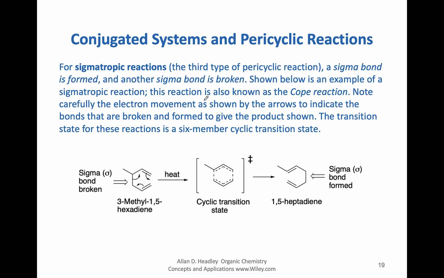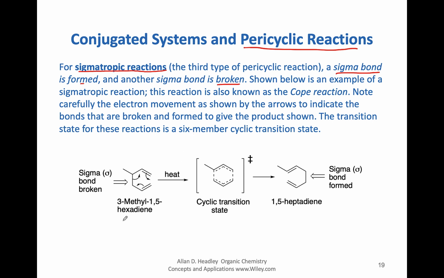Okay, let's look at the last type reaction for the pericyclic reactions here. And this is the Sigmatropic reaction. The name of this type reaction is called the Sigmatropic reaction. In this type reaction, we have a sigma bond that's formed, and another sigma bond is broken. Okay, so let's think about that for a second. A sigma bond is formed and one is broken.